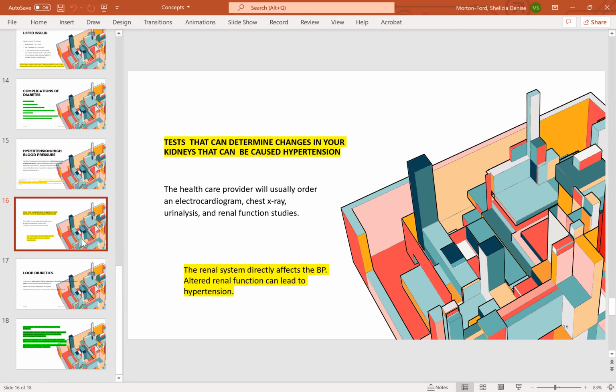Let's look at tests that can determine changes in the kidneys, because we do know that uncontrolled blood pressure does affect those kidneys. Some different tests that can be ordered for a person to determine if there are changes in the kidneys are renal function studies, that BUN and that creatinine, a chest x-ray, a urinalysis, and an EKG, or electrocardiogram.